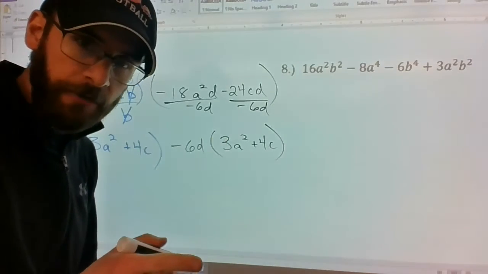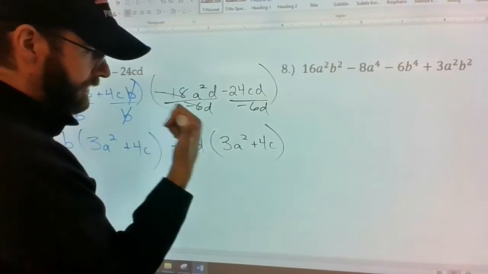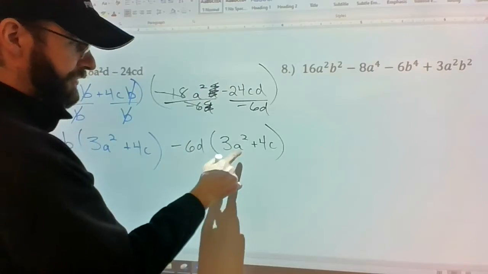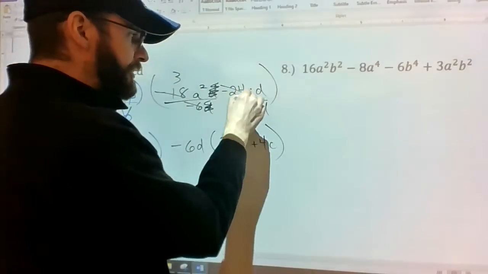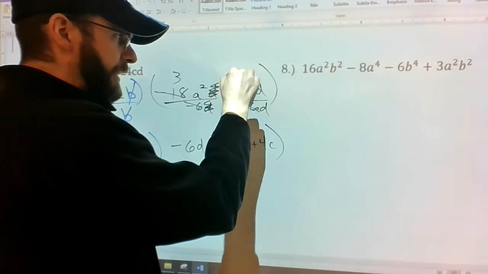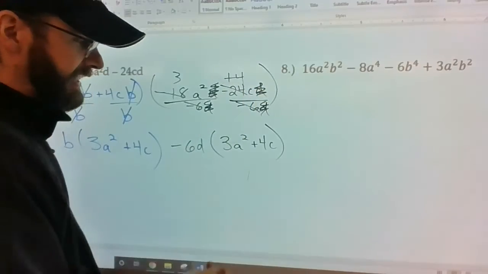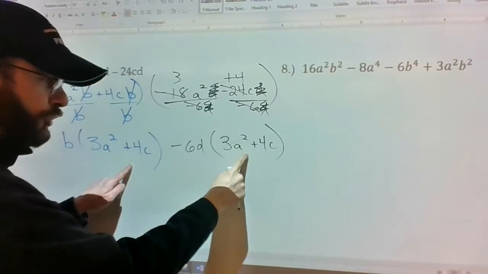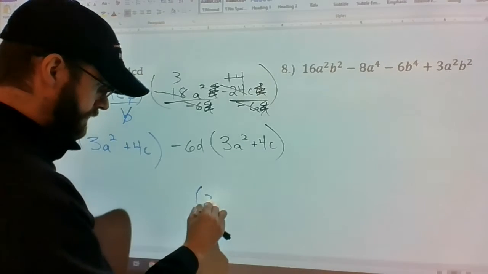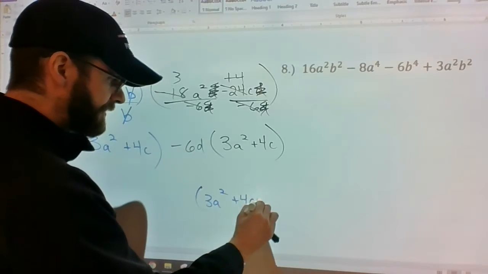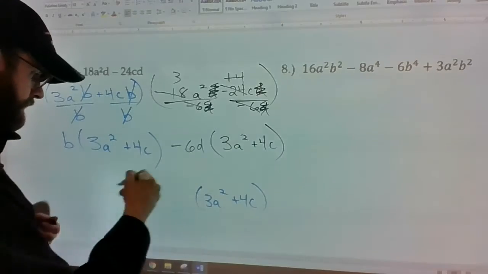Now double check yourself, okay? Negative 18 divided by negative 6 gives us positive 3. The D's cancel, so then a squared with a 3 out front checks out for the first term. Negative 24 divided by negative 6 creates a positive 4. That's what we want. And then D divided by D is gone. There's a C left over. All right. The two identical twins become one factor. And then the outside GCFs also become one factor.